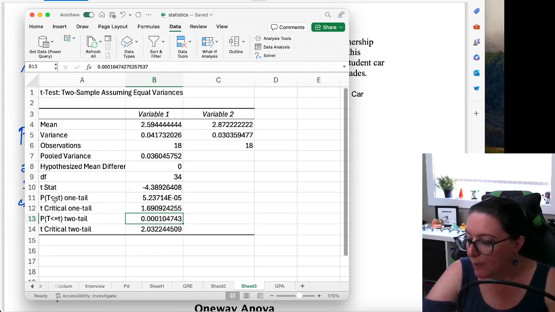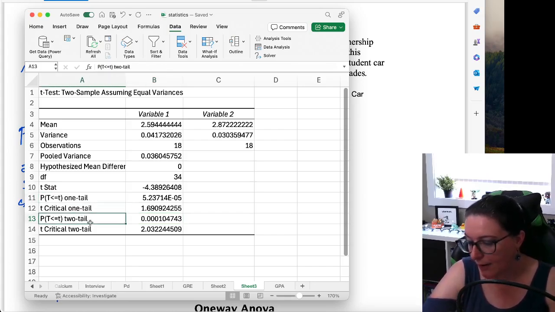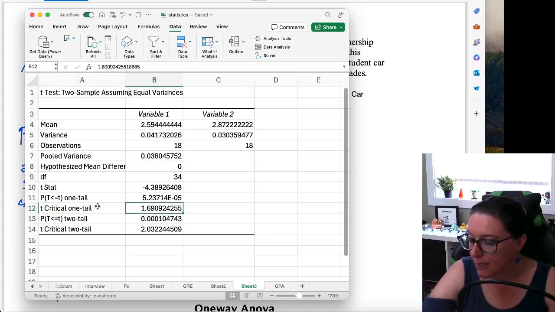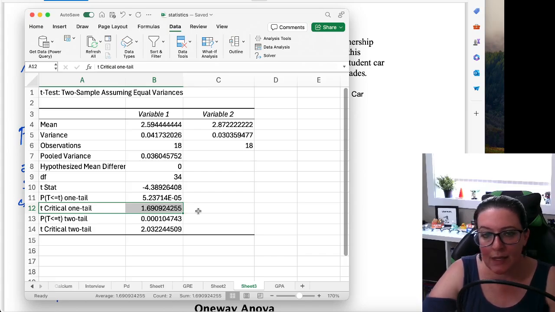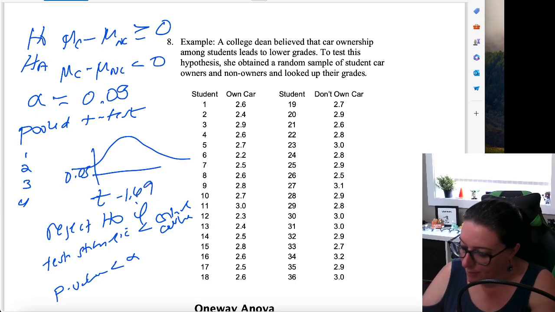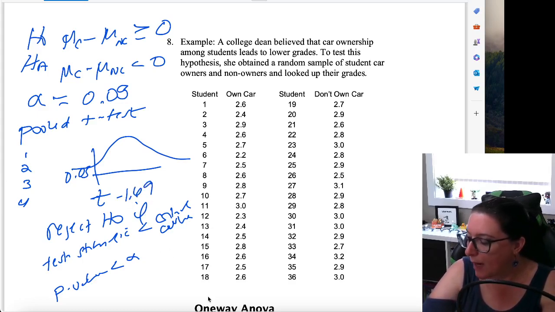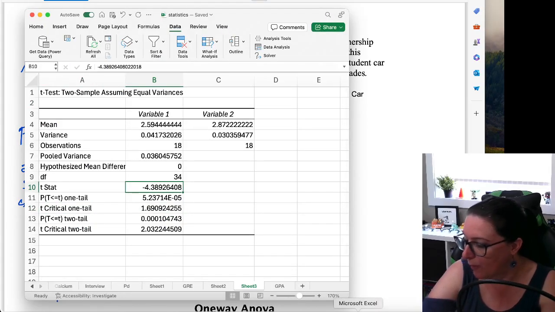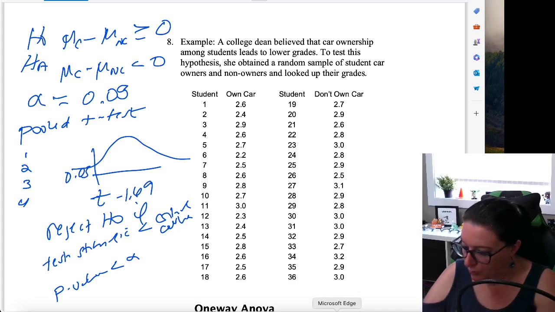So here we have the probability that our critical value is less than or equal to t. So here's the one-tailed test, and here's the two-tailed test. We have a one-tailed test, and so when we look at our one-tailed test, the t critical value is, if it was a greater than, it'd be a positive 1.69, but it's a negative 1.69 because it's a left-tailed test. And we compare that negative 1.69 to our test statistic of negative 4.39, which is way out here.